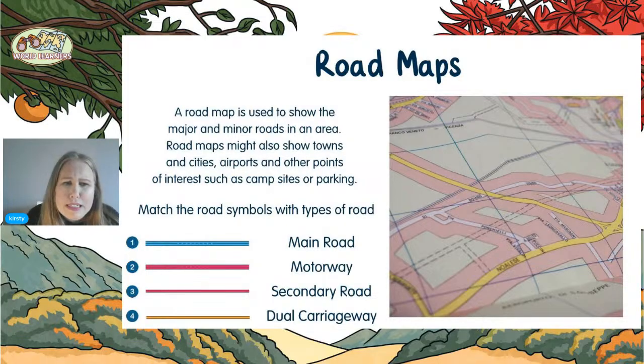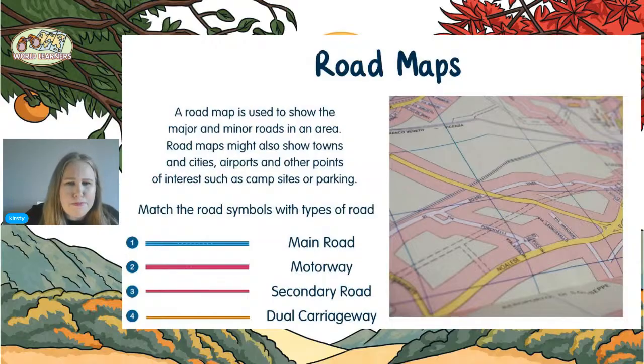Match the road symbols with the type of road. So I muddled those up there. Can you match up the right one? What do we think number one is? It's got main road next to it, but I'll tell you it isn't. If we see a blue line on a road map, you've used a road map before. Oh, well done. Can you identify those different types of roads?